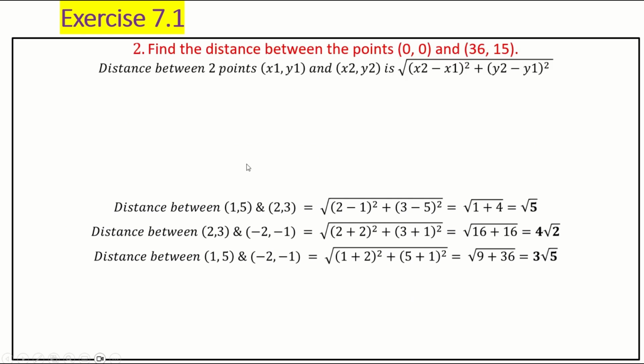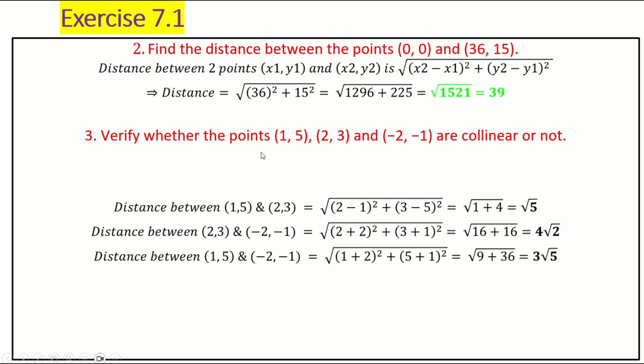Okay. Let's see. Find the distance between the point (0, 0) and (36, 15). This is very simple. Because it is (0, 0), we just need the square root of x square plus y square, which is this value, and 39 is the distance.